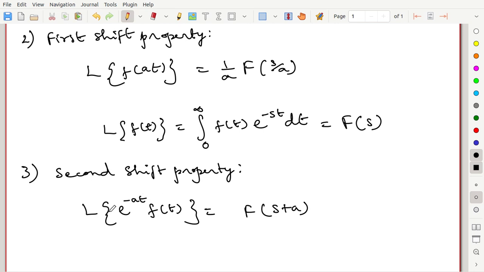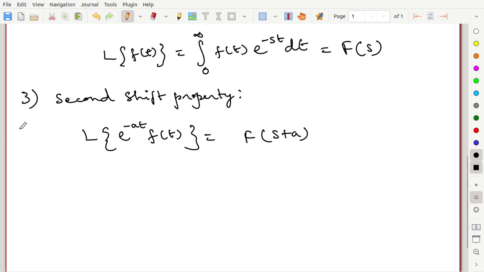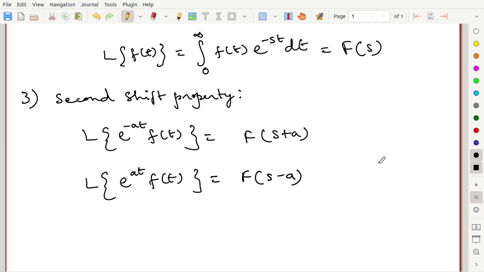the Laplace transform of e power minus at f of t is nothing but the function which results from integrating this integral, which is a function of s. We have to replace this s by s plus a. Similarly, we can write L of e power at f of t equals F of s minus a.